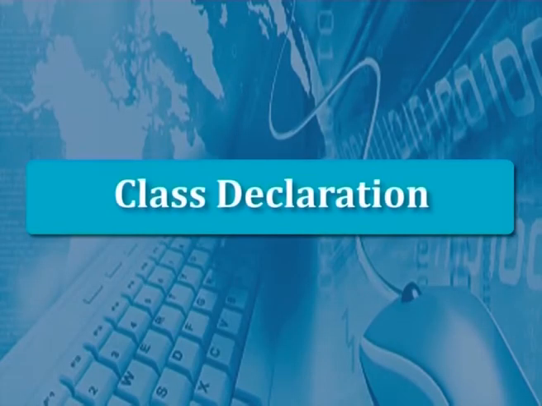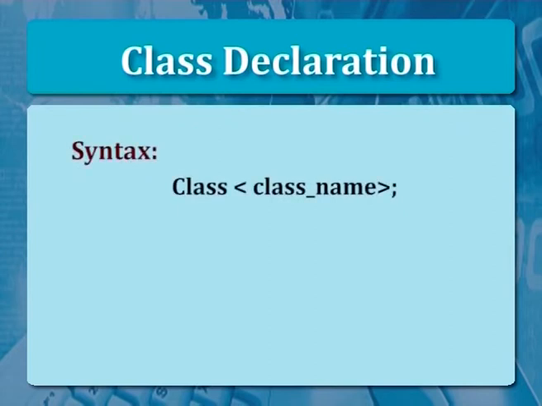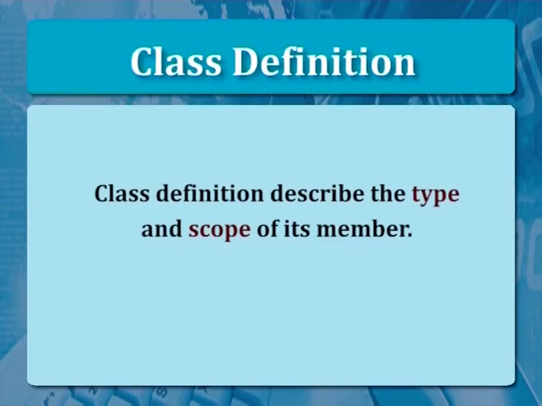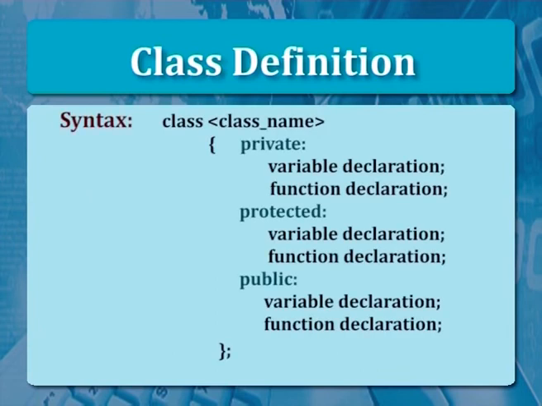Class declaration. A class can be declared before it is defined. The syntax is as shown. It is necessary to declare them before usage in the case of nested classes. Otherwise, it is optional. Class definition. Class definition describes the type and scope of its members. The general format of a class definition is as shown.